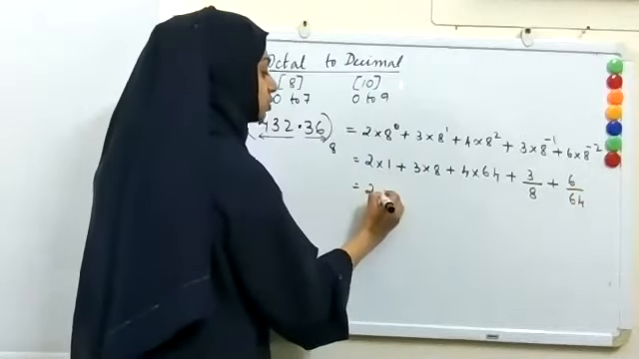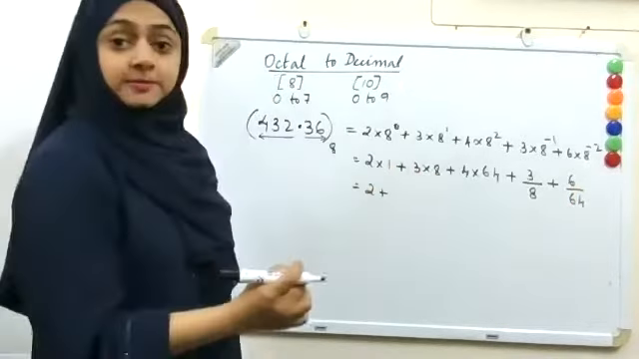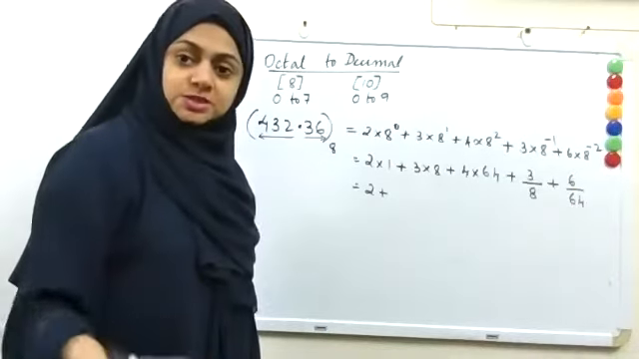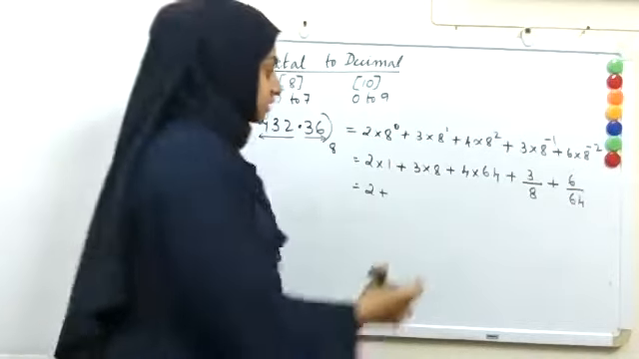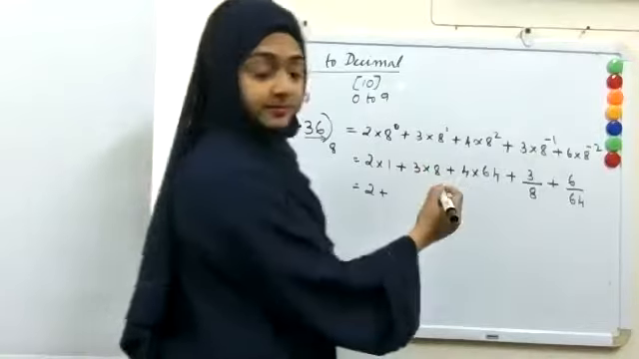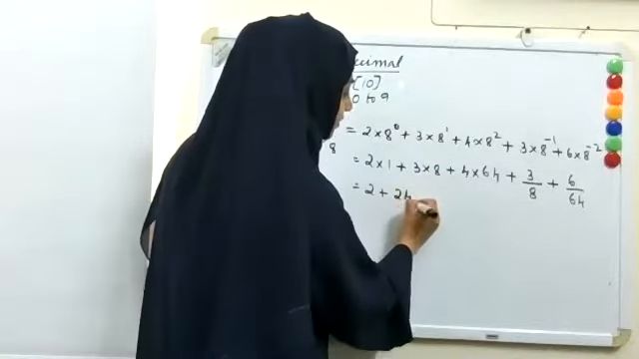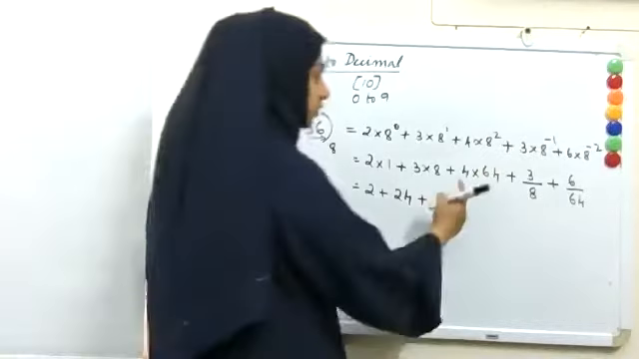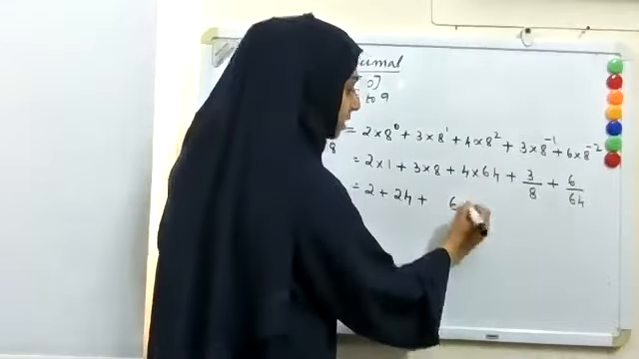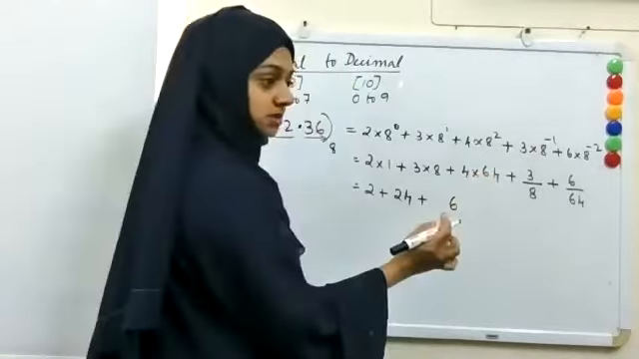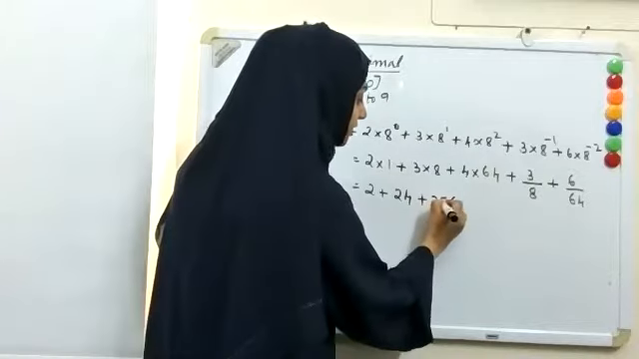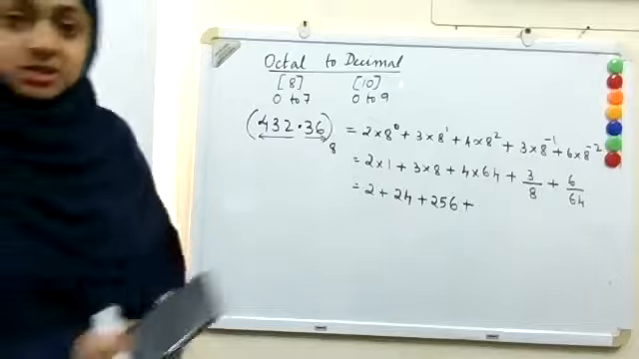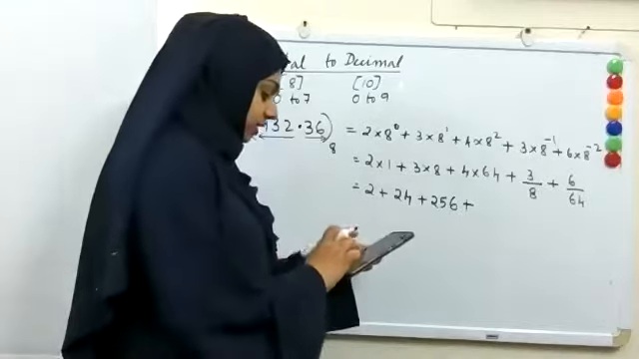So this is equal to 2 plus, what is 3 times 8? You can unmute yourself and speak up. So what is 3 times 8? 24 plus 4 times 64. So 4 times 4 is 16, 1 balance, 4 times 6 is 24, so 256. Plus 3 by 8, such fractions, you may require your calculator.